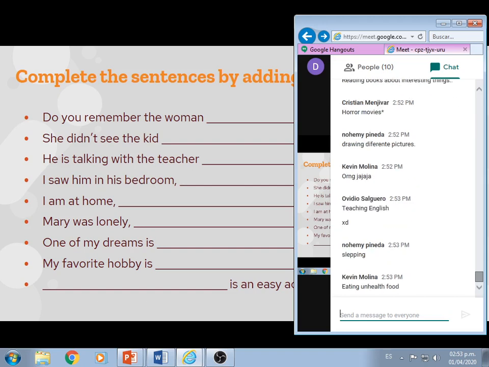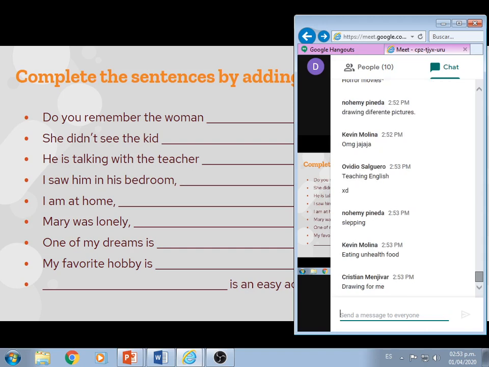Okay, Noemi is sleeping. Okay. At least if you don't suffer from insomnia, yeah, that's okay. Sleeping, then eating unhealthy food, yeah, or eating fast food. That is an easy activity, yeah. Drawing for me, okay. Something that is easy for you.